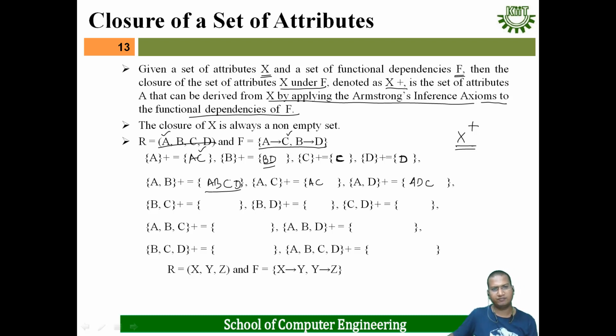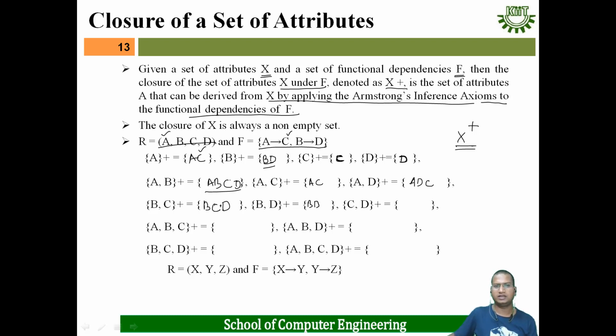Then similarly, we can find out BC closure. First, we have to write BC here, because BC logically infers BC. Then from B, we can infer D, so we write D here. Then BC closure will be BCD. Okay, now we will find out BD closure.